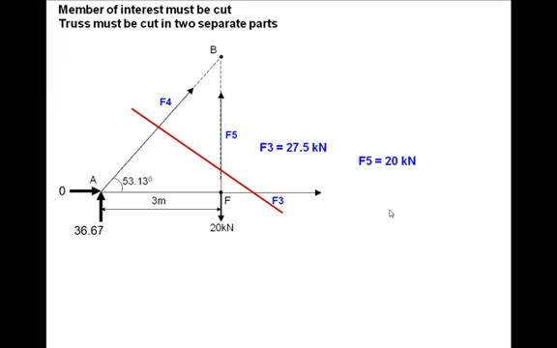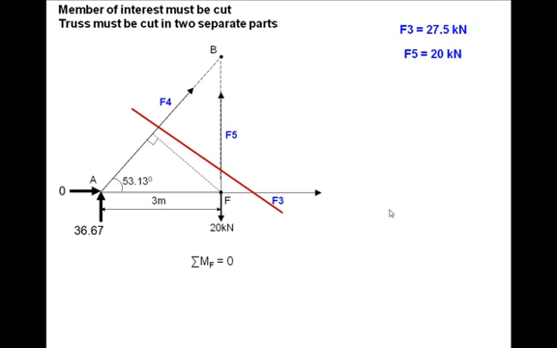And suppose I was interested not in F3 and F5 but only F4. Then I would only do a small construction, that is drop a perpendicular from F on F4, and then take moment about that point. You see, I take moment about F. Now what happens? F1 and F3 are passing through it. So I straight away get F4 into the perpendicular distance, which is 3 sine 53.13, minus 36.67 into 3, and that is equal to 0, and I get my F4.